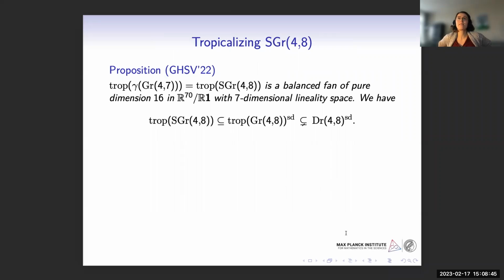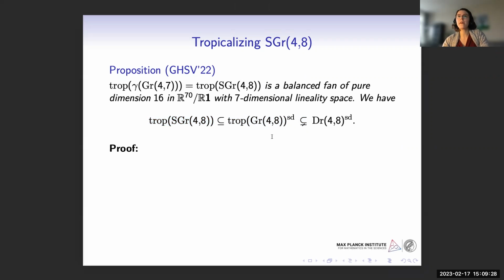This is going to be the last part of my talk. We have this proposition in our paper, and it tells us that the tropical self-dual Grassmannian 4,8, no surprise, is a balanced fan. It is of pure dimension 16 with a 7-dimensional lineality space. This we can all get from algebraic geometry. But we also get the last inclusion to be strict in this chain of containments that we've seen before. The tropical self-dual Grassmannian sits inside the self-dual points of the tropical Grassmannian, and this one will be strictly smaller than the self-dual evaluated matroids.